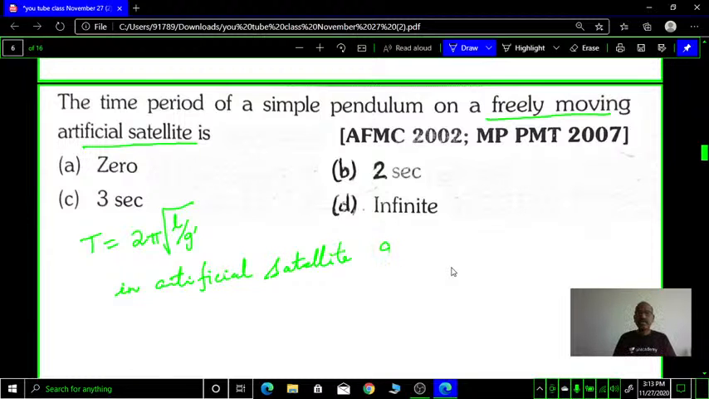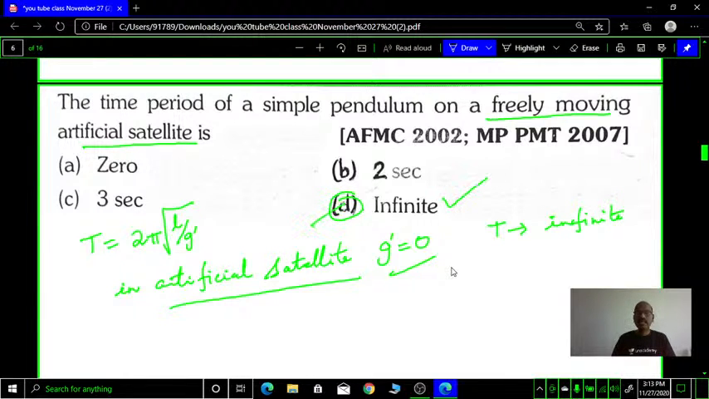In an artificial satellite, what is the acceleration due to gravity? Zero, right? The time period of a simple pendulum on a freely moving artificial satellite: g dash, there is no acceleration due to gravity, it is zero. So substitute g dash as 0. Now what happened? 1 by 0 is infinity. So the time period becomes infinite. So option B is the correct one. Yes, let us go for the next one.